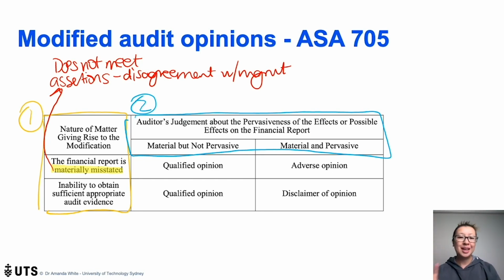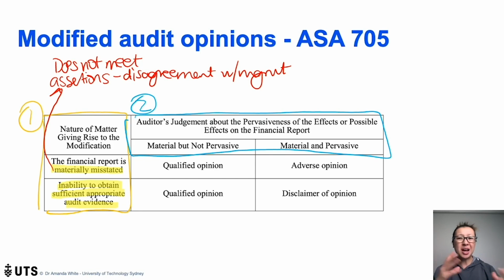The second reason why we might give a modification is because we've had an inability to obtain sufficient appropriate audit evidence. Now, that could be the client refuses to give it to us, or the evidence was destroyed, or something else happened, you know, all the databases were corrupted or something like that. It could also be in the current environment where we might not be able to, for example, check the existence of inventory. We might have to say, look, we can't get sufficient appropriate evidence on the existence of inventory, so I'm going to have to modify the audit opinion.